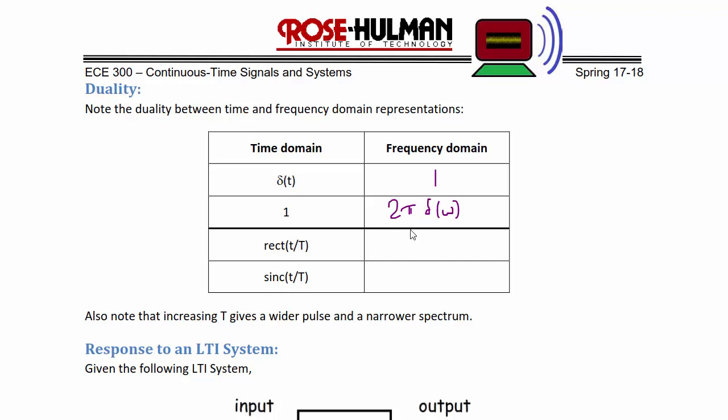There's another set of duals between the rect and the sinc, and it is that the Fourier transform of rect of t over capital T is capital T sinc of omega capital T over 2 pi, or the sinc of t over capital T in the time domain is, in the frequency domain, capital T times the rect of omega T over 2 pi. Also note that increasing T for the rect and the sinc gives a wider pulse in the time domain and a narrower spectrum in the frequency domain.